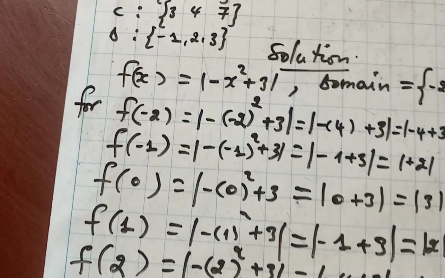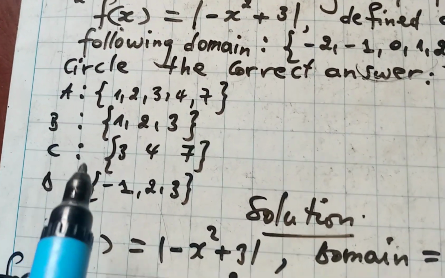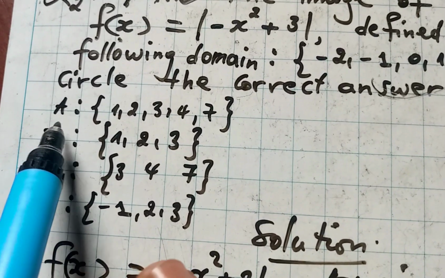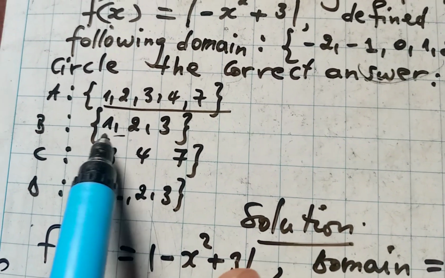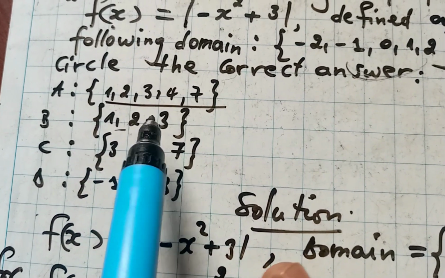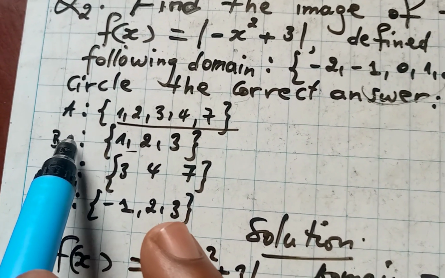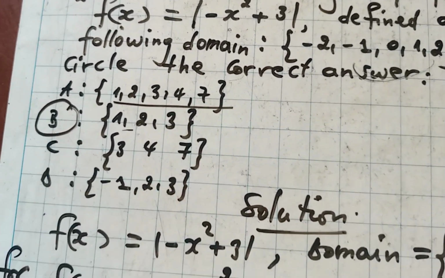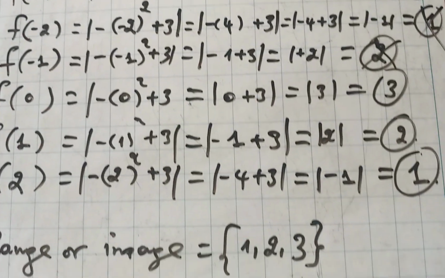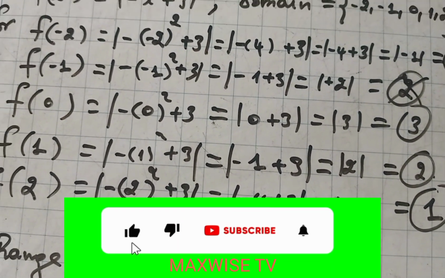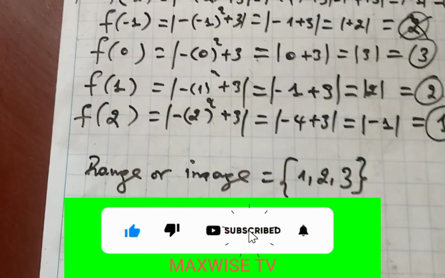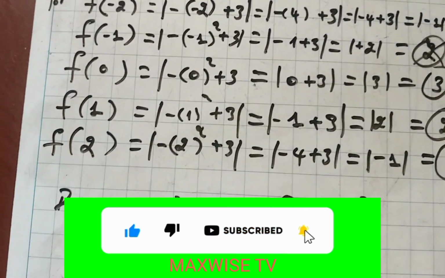So now from the options you have here, you see that here now for A you have this set, you have for B this set, which is 1, 2, and 3. So this is the correct answer. B is the correct answer.